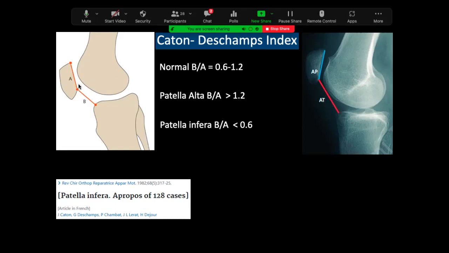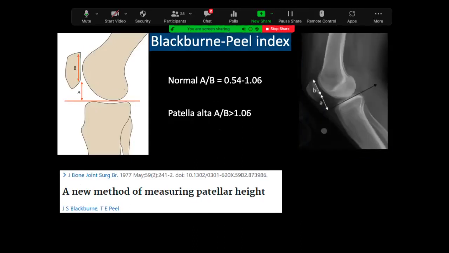So this B by A, this line to this line, the ratio should be 0.6 to 1.2. And if it is more than 1.2, it is said to be patella alta. And if it is less than 0.6, it is known as patella infera or patella baja.